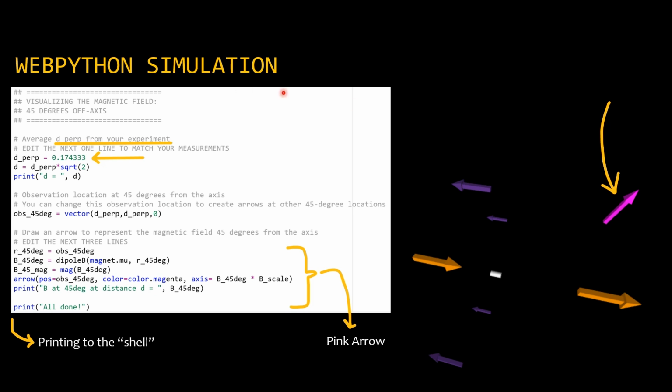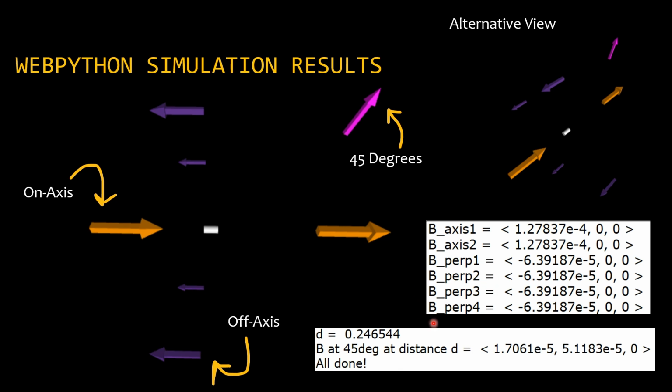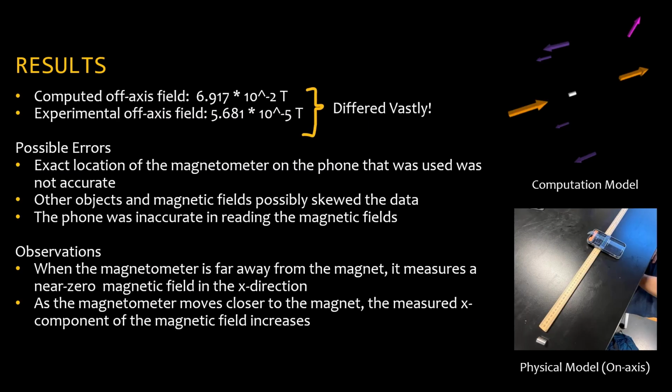And then also, I used this formula right here to find the pink arrow, which was the 45-degree off axis. And all of these ended up printing to the shell while also calculating the values for me, which were the following. All of these were the b axis, 1, 2, and the perpendicular axis is 1, 2, 3, and 4. Here was my distance and my b vector at 45 degrees at distance d. And then here was a little alternative view: obviously pink, 45 degrees, the on-axis were orange, and the off-axis were purple. Now some of the results.